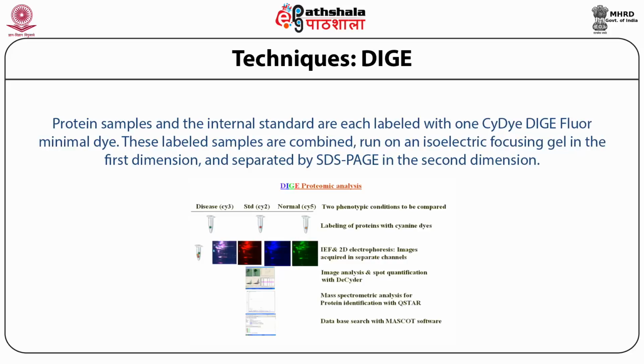The images are now taken for analysis on a software called the DeCyder software, where the relative quantification of each of the spots can be done. Spots with varying amounts of differential expression are marked as differentially expressed proteins, and these spots are now taken, trypsin digested, and these peptide signatures are now used for identification using mass spectrometric analysis.